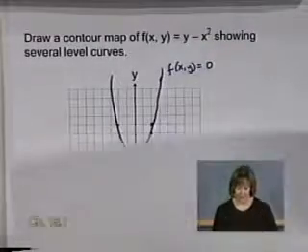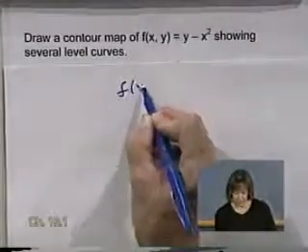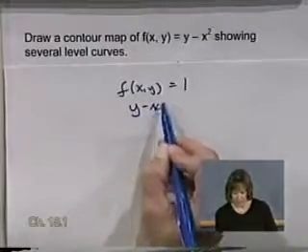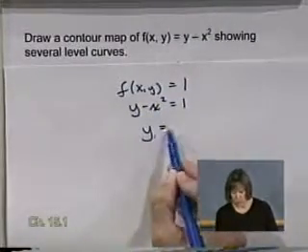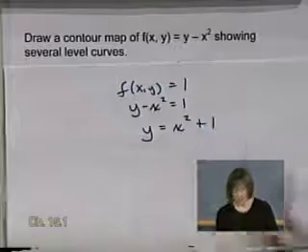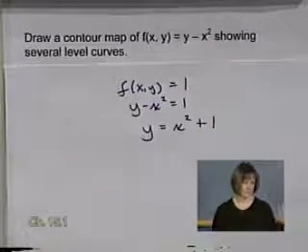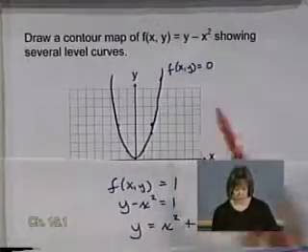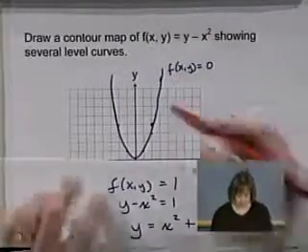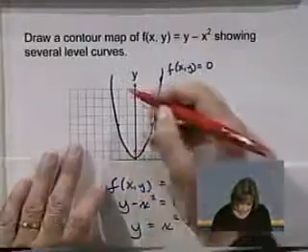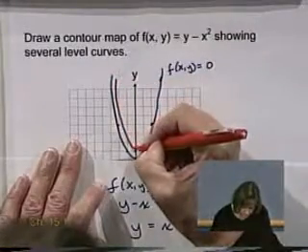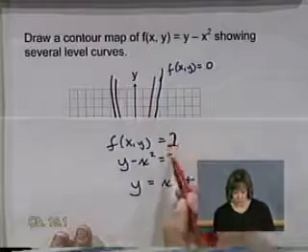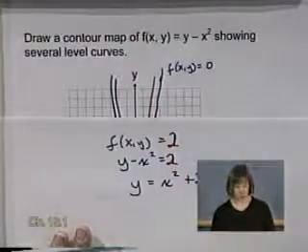Now what if I want to find the level curve for f of x, y equal to 1? Then I need y minus x squared to be 1, or y equal to x squared plus 1. People, what does y equals x squared plus 1 look like? It looks just like y equals x squared, right? But it gets moved up one. Do you mind if I don't be too fancy? Just move them up one. And if I made it equal 2, you'd move them up 2, right?